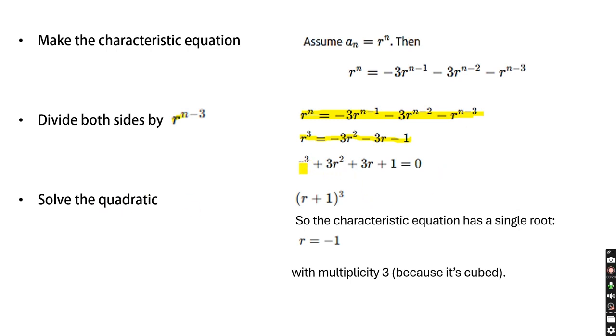So, if we will solve the equation of this, so ang makuha nato is r plus 1 raised to the power of 3. So the characteristic equation has a single root of r is equals to -1 with multiplicity 3. So ikatulo nato siya gi-multiply because it is cube. So kay ikatulo sa siya, so that is why our r is equals to -1.